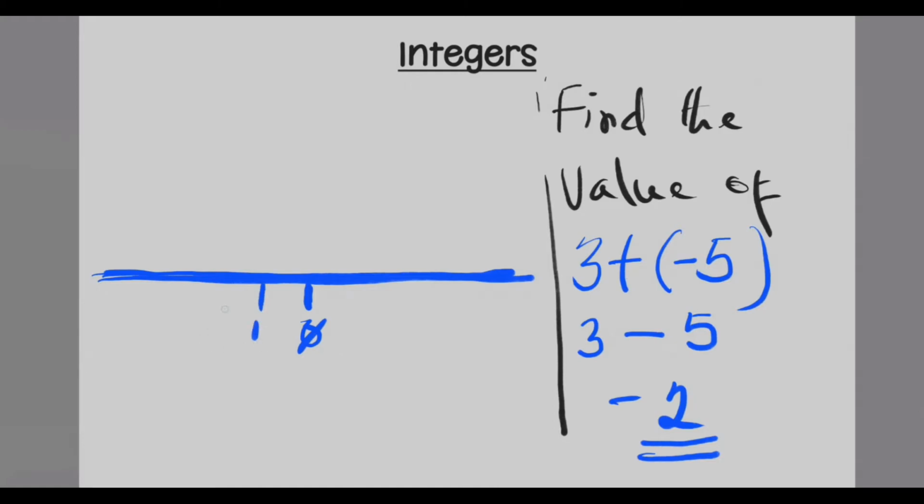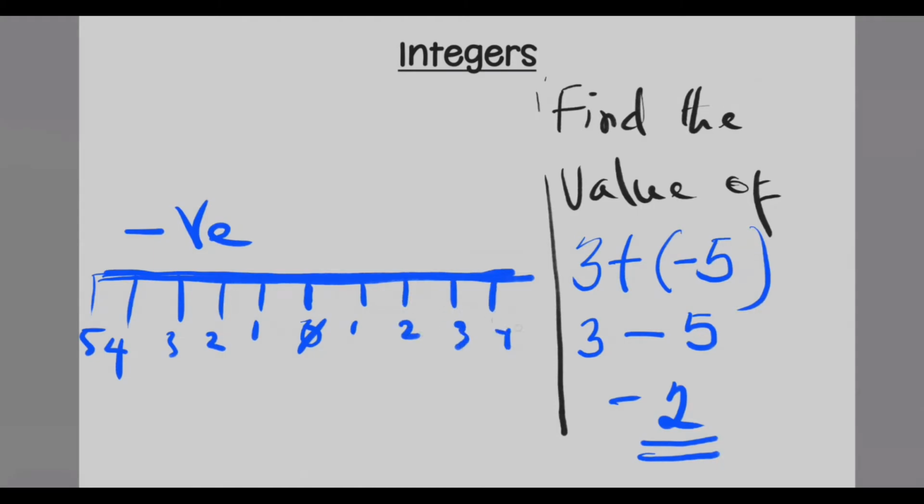I'm going to have 1, 2, 3, 4, 5. Don't forget, these are negative numbers, so I'm going to call them negative numbers so that you know they're negative. And here you have 1, 2, 3, 4, 5. These are all positive numbers, okay? So when we say 3 minus 5, we have minus 5 right here.